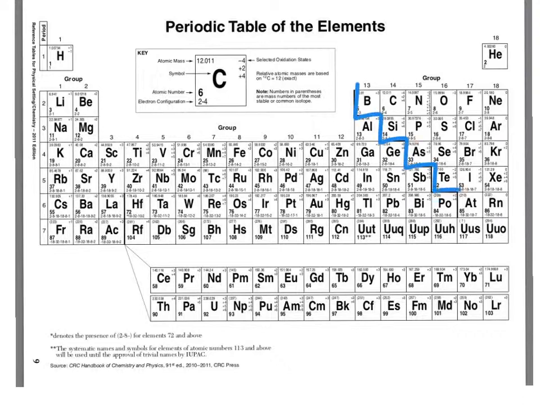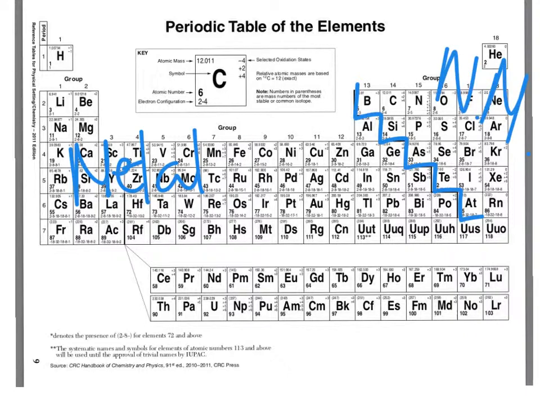Alright, we've got this staircase again. There's a region in between the metals, which were over here, and the nonmetals. I'll abbreviate NM for nonmetals. And those are called the metalloids.